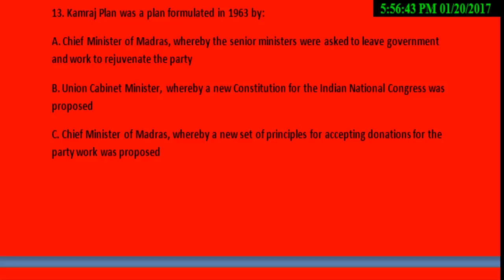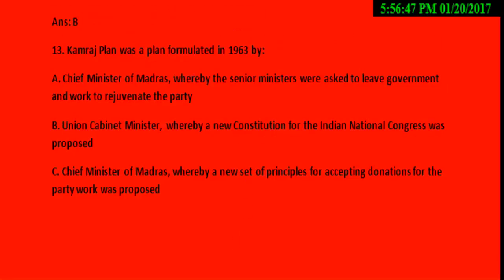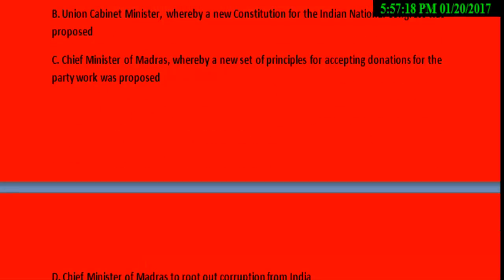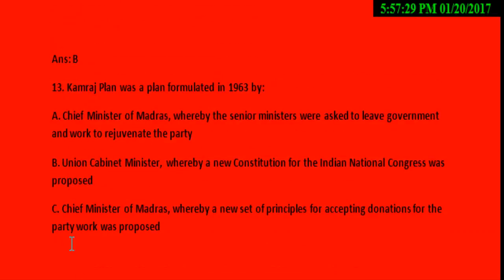Next question for you. Kamraj Plan was formulated in 1963 by the Chief Minister of Madras, whereby the senior ministers were asked to leave government and work to rejuvenate the party; or by the Union Cabinet Minister, whereby a new constitution for the Indian National Congress was proposed; or by the Chief Minister of Madras, whereby a new set of principles for accepting donations for party work was proposed. So you need to keep in mind Kamraj Plan, 1963. And the fourth option is the Chief Minister of Madras to root out corruption from India. So your answer is A: Chief Minister of Madras, whereby the senior ministers were asked to leave government and work to rejuvenate the party. So the Kamraj Plan was that.